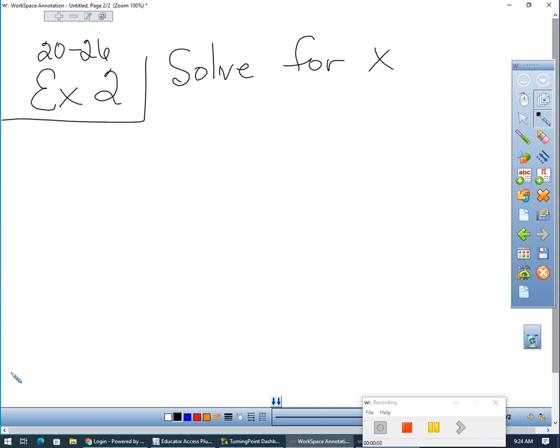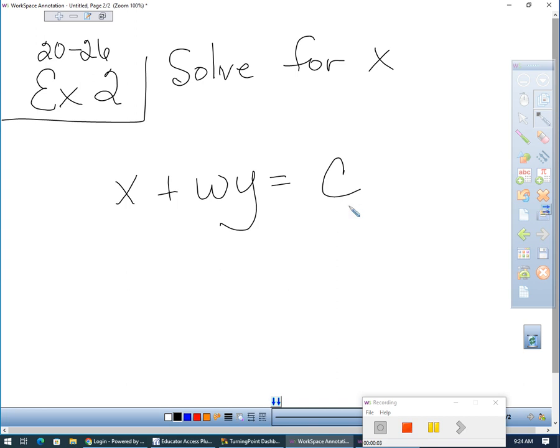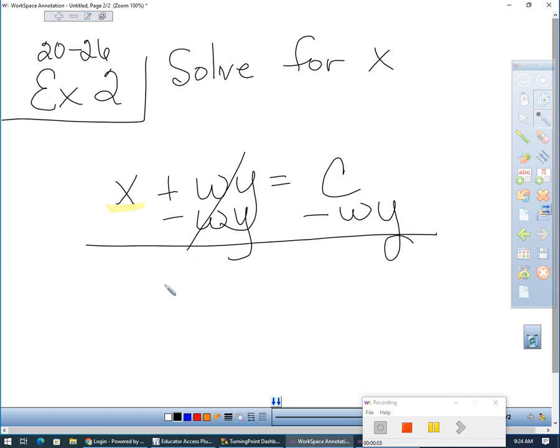Okay, so let's do the first one. Let's say I have x plus wy equals c. So in this one, I want the x by itself, so I got to get rid of wy. What is the only thing I have to do to get x by itself? Subtract wy. Minus wy. Yep, on this side, that crosses out, so I just have x equals.